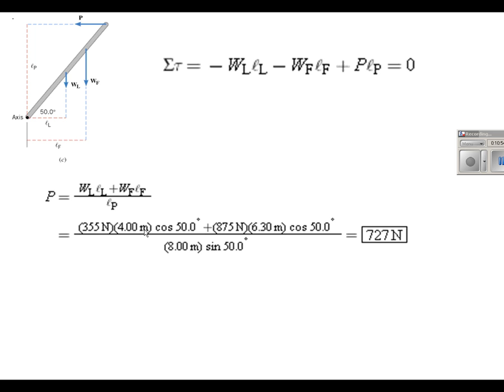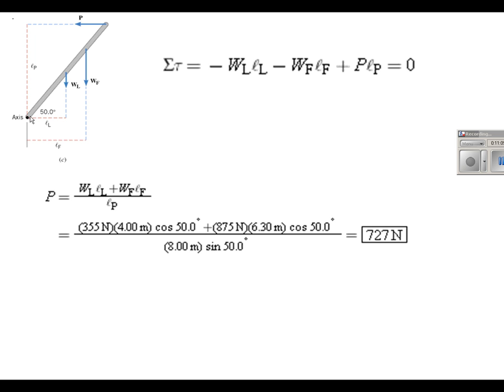Now if we go ahead and solve for P and plug in our values, we have 355 newtons, that's the weight of the ladder, times 4 times cosine 50, that's this distance right here, plus 875, the weight of the fireman, times 6.3 times cosine 50, that's that distance right there.